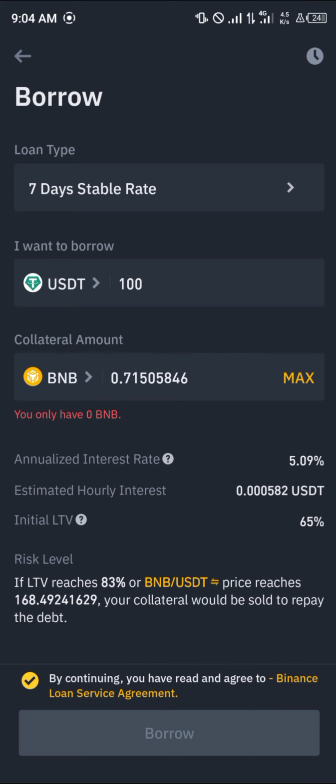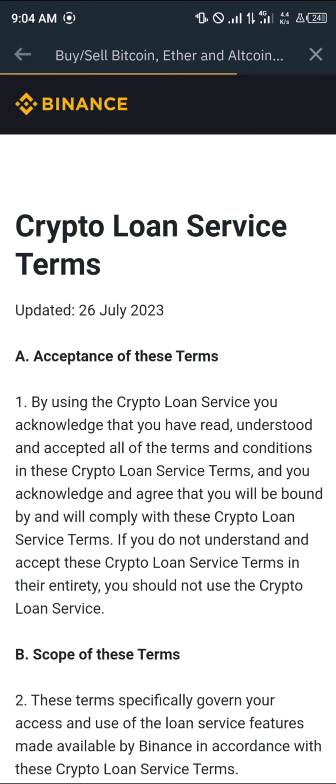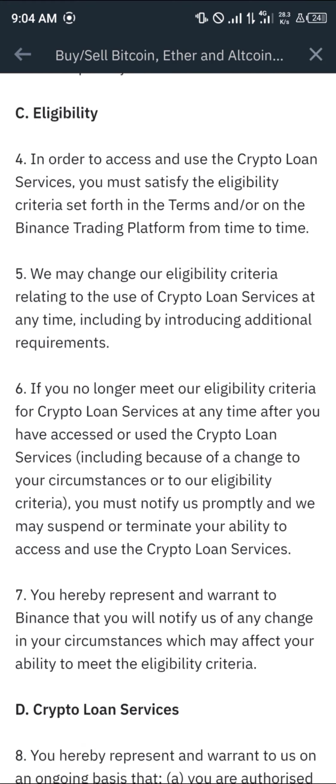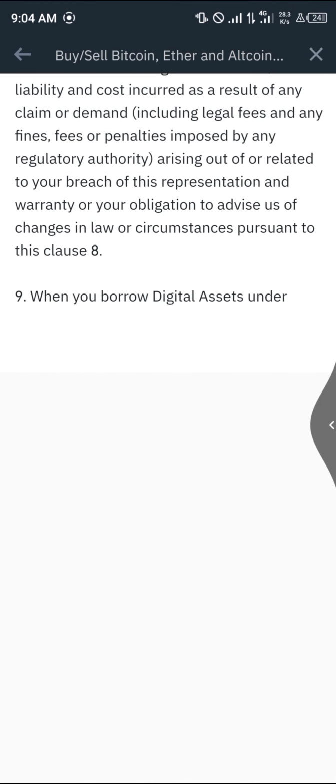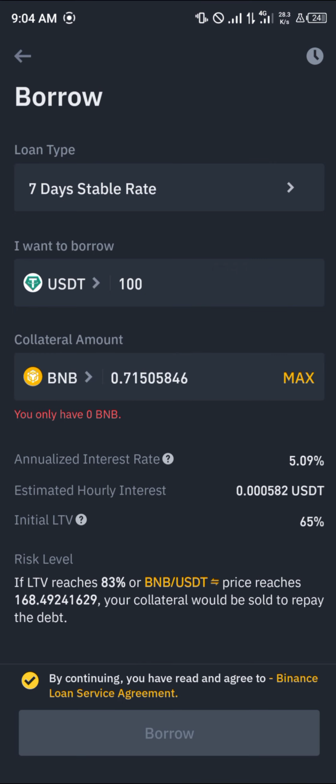And also, please make sure you've read the Binance Loan Service Agreement, which is just here. Make sure you've read these terms and conditions. And this is not financial advice, but make sure you're careful. So guys, that's how you can simply get a crypto loan.